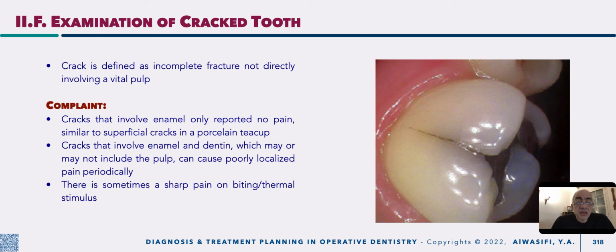But cracks that involve enamel and dentine, which may or may not include the pulp, not frankly causing exposure but near enough that the pulp can be affected, can cause poorly localized pain periodically, from time to time. Sometimes there is a sharp pain on biting or on applying thermal stimuli, and this is indicative of the presence of a crack. That's why you should consider it while you are examining the patient clinically.